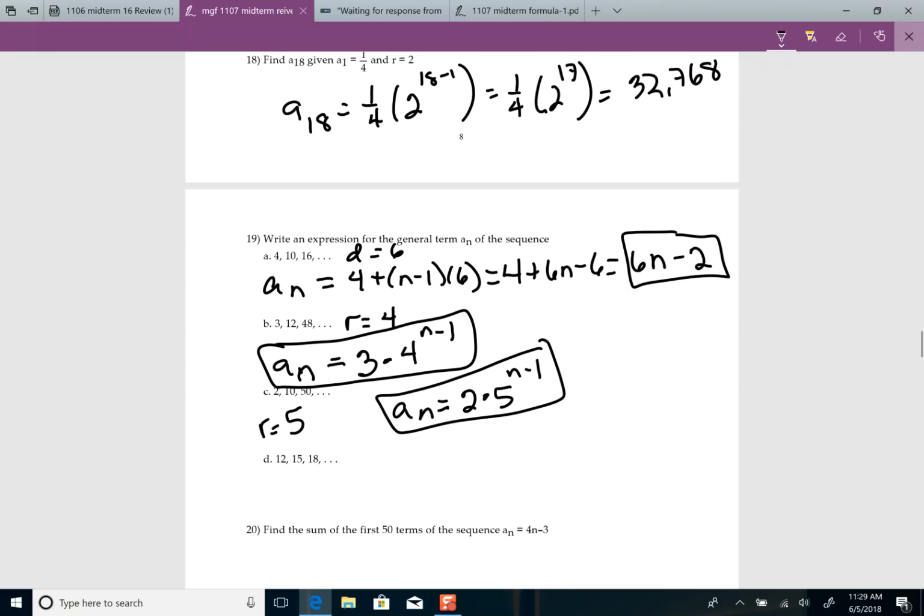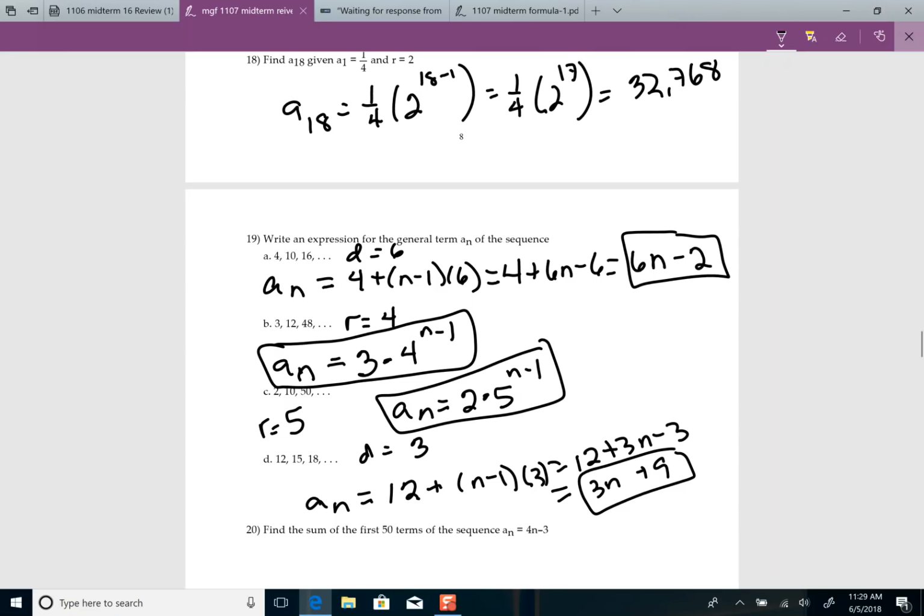Alright, so the last one, I have 12, 15, 18. This one has a difference of 3. So to get my term, I'm going to take the first term, 12. I'm going to do n minus 1 times my difference of 3. This one will require me to simplify, so I have 3n minus 3. So here's 3n. 12 minus 3 is 9, so this is my answer.